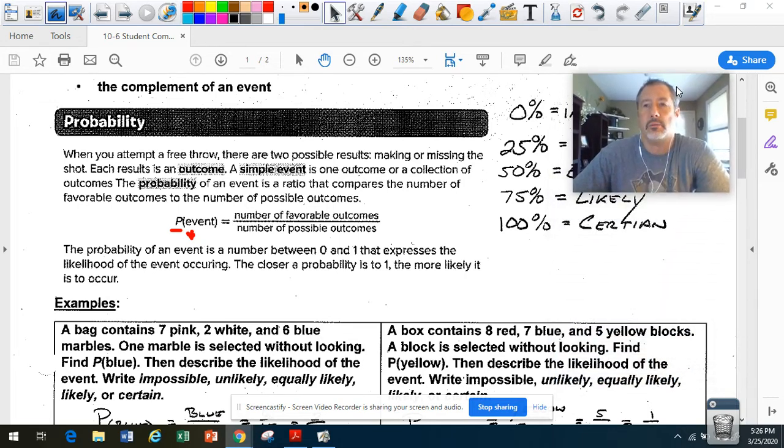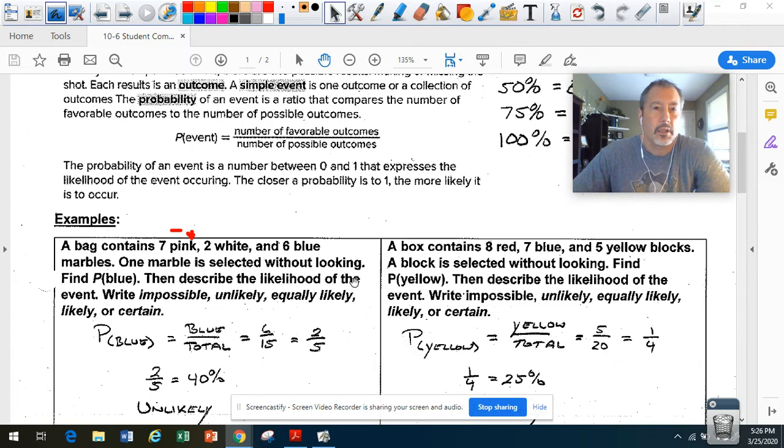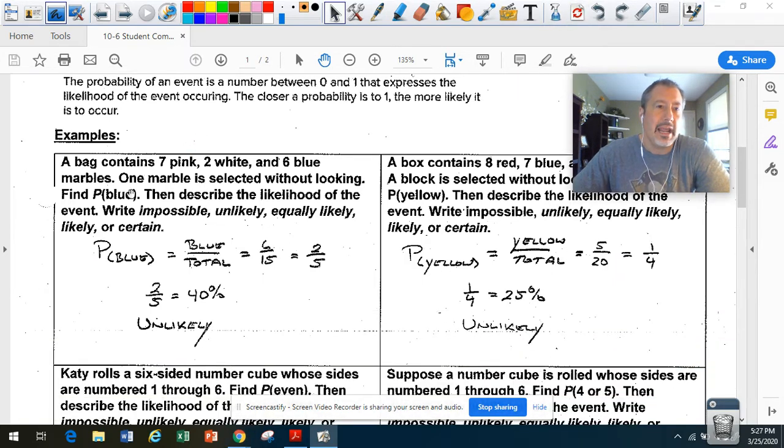So let's take a look and see what we have down here now. If we look here, it says a bag contains 7 pink, 2 white, and 6 blue marbles. 1 marble is selected without looking. Find the probability of a blue. Then describe the likelihood of the event. Write impossible, unlikely, equally likely, likely, or certain.